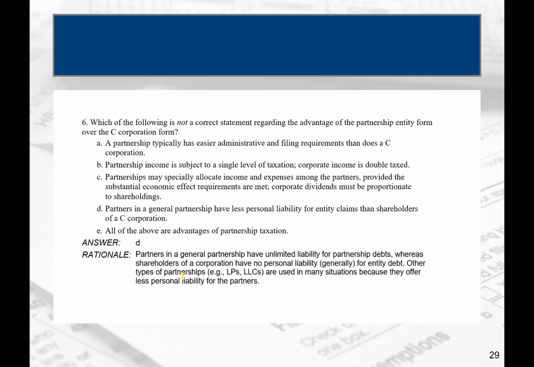You can see the answer is D. Partners in a general partnership have less personal liability than shareholders of a C corporation. Absolutely wrong, right? I could be held personally liable for the debts of the partnership. In a C corporation, my exposure is limited to whatever stock I bought. If something goes bad, they don't come after me.